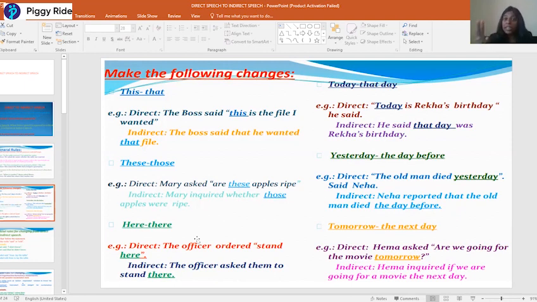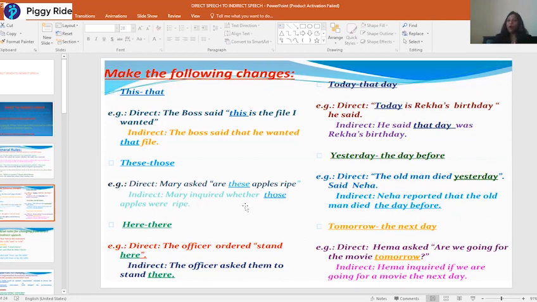Okay, now these is going to change to those. Direct: Mary asked, "Are these apples ripe?" Indirect: Mary inquired whether those apples were ripe. So these got changed to those. Okay, now let's see the next part. Here to there. Direct: The officer ordered, "Stand here."